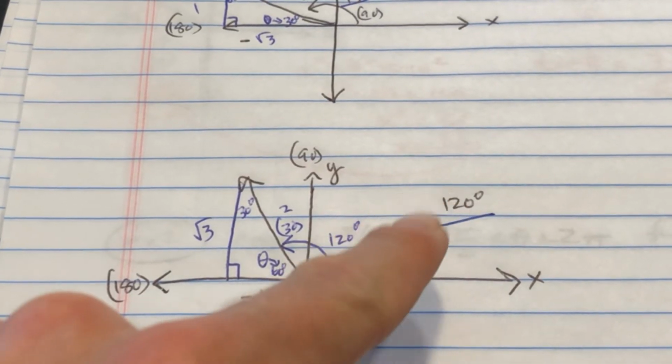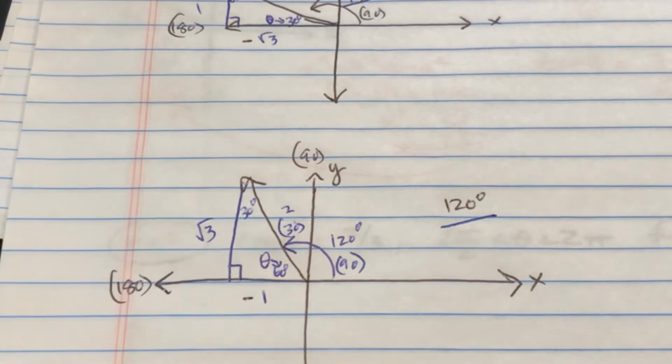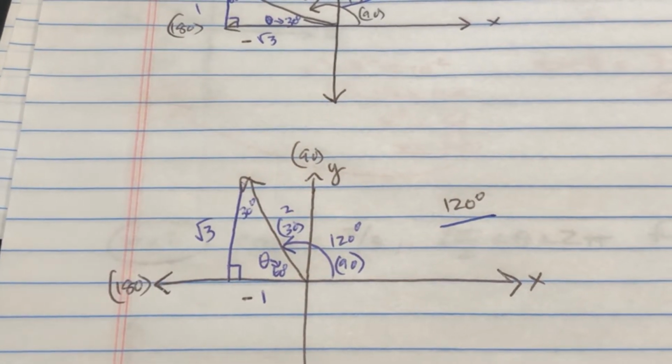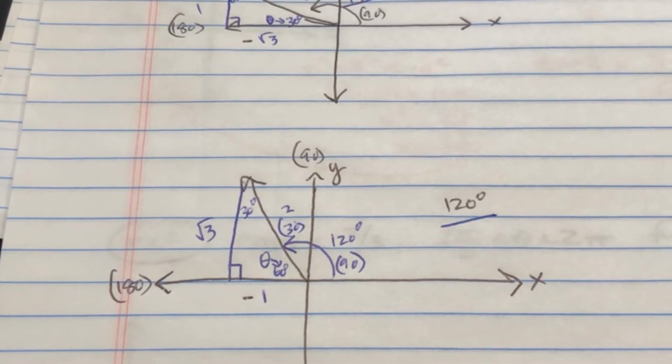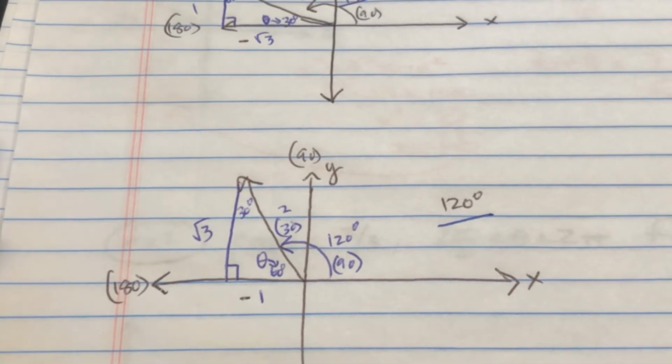So, a 120-degree angle. Where's that at? What would be cosine 120? What would be sine 120? How would you do that without a calculator and no knowledge of the unit circle, or you forgot? Is it root 3 over 2? Is it 1/2? I don't know.